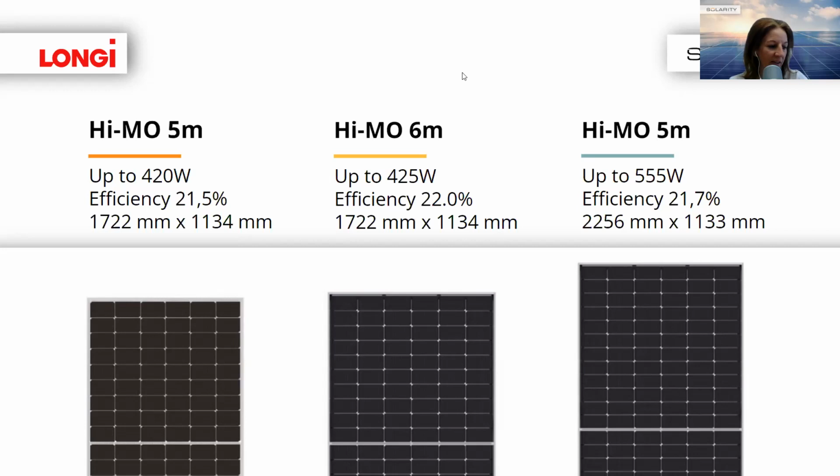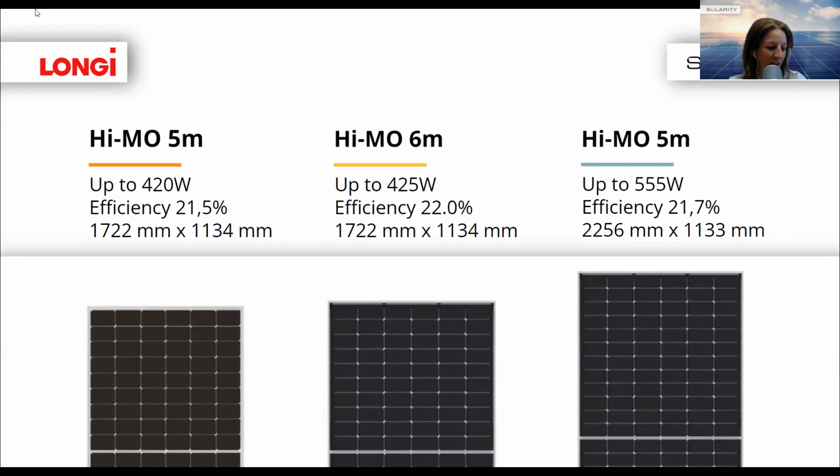For HIMO 5, it's 0.55%. For HIMO 6, the first year power degradation is lower than 1.5%, and from the second year it's 0.40%. So 0.55% for HIMO 5, 0.40% for HIMO 6.